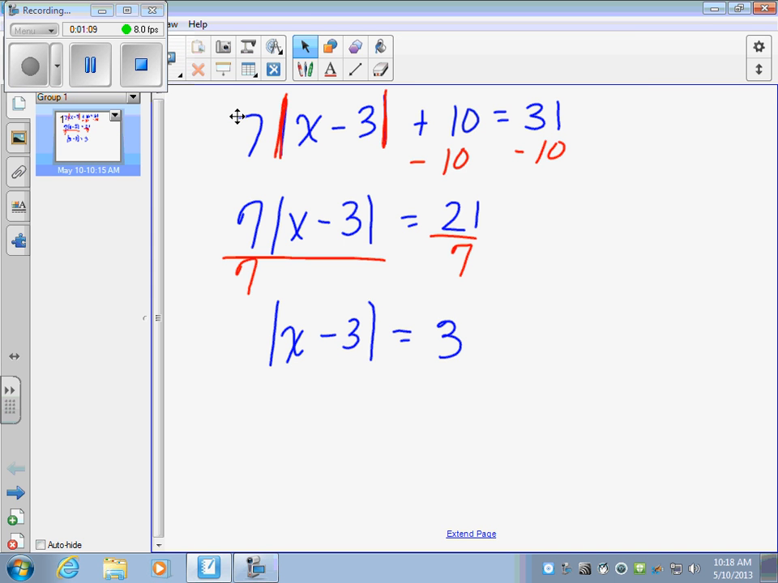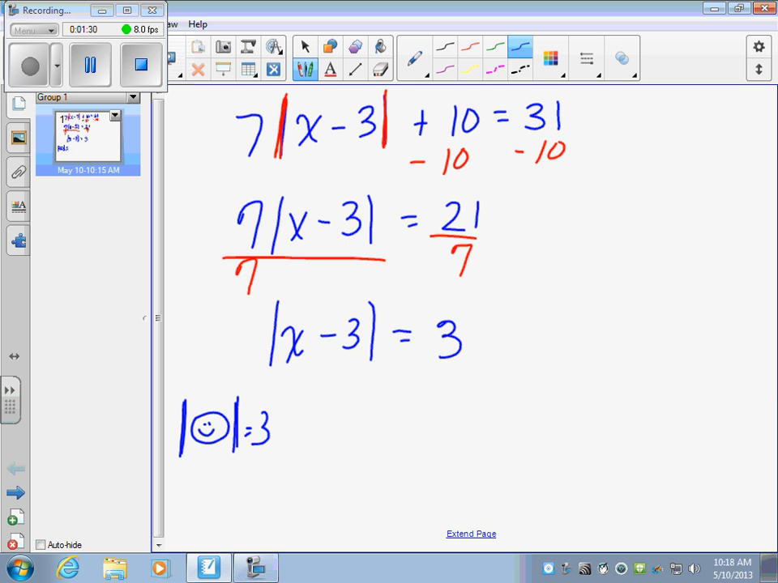Okay, now there's a couple things. Remember, the absolute value symbol indicates that something in here is just the distance away from 0. So it could be positive or it could be negative, and the minute you take the absolute value of it, it loses its sign. So I'm going to say that x minus 3 in here can either be a positive 3 or it could be a negative 3.